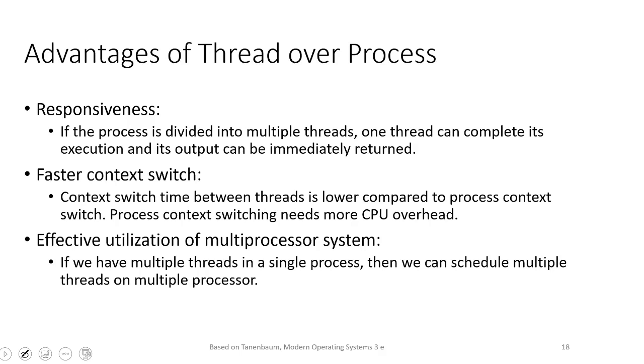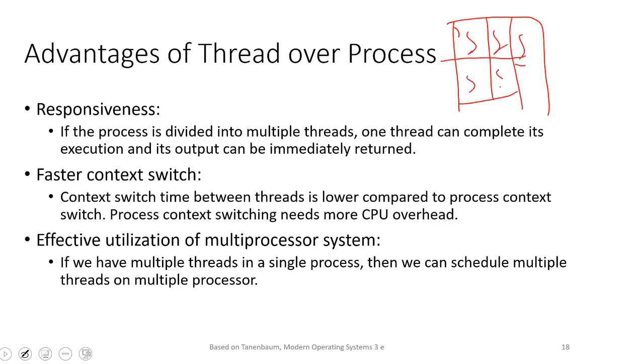So one of the main advantages is that we can create programs, or processes, that are more responsive, because we are splitting the tasks into multiple threads and each of them can run independently. Whatever task can be completed and finished, we will have it. That is what we mean by responsiveness.